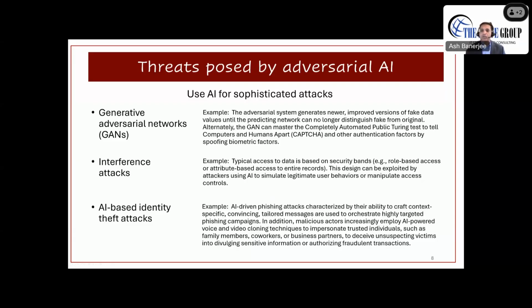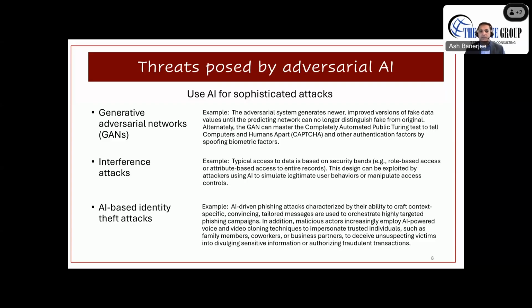GAN, generative adversarial networks. This is a threat in targeting internal systems using Gen AI. CAPTCHA is very well known. That could be spoofed. Biometric factors could be spoofed as well. So, a big area of focus. Interference attacks, this is where your user behavior would be targeted.